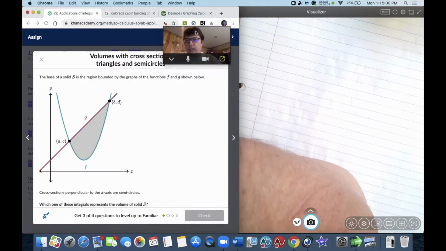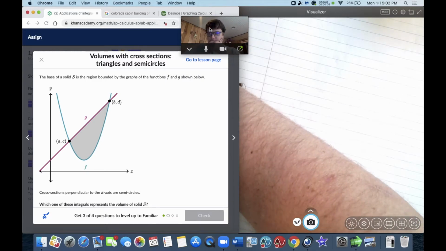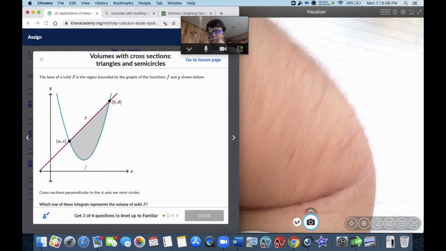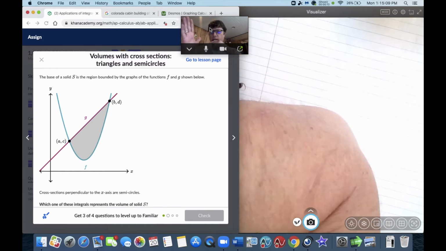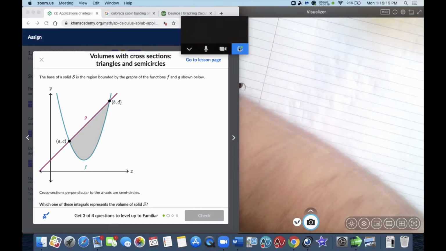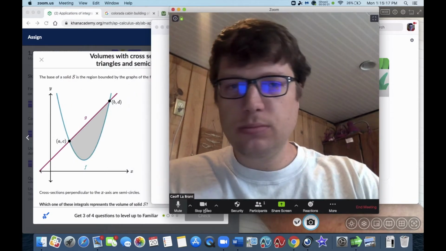Base of a solid S in the region bounded by the graph. Their cross sections are still semicircles. Looks like we're going from left to right. So I'm going from A to B, so I got to use that. I'm going to pop this out, move this over here.